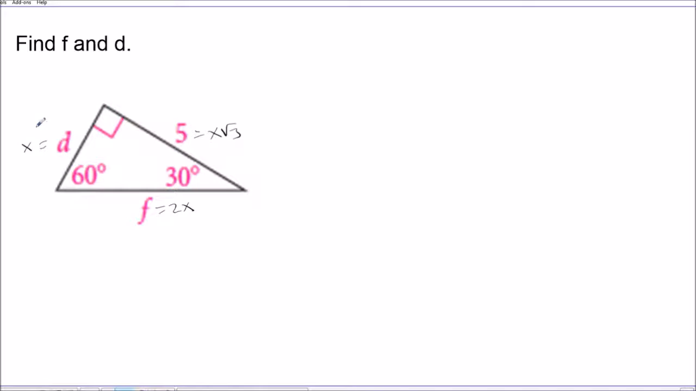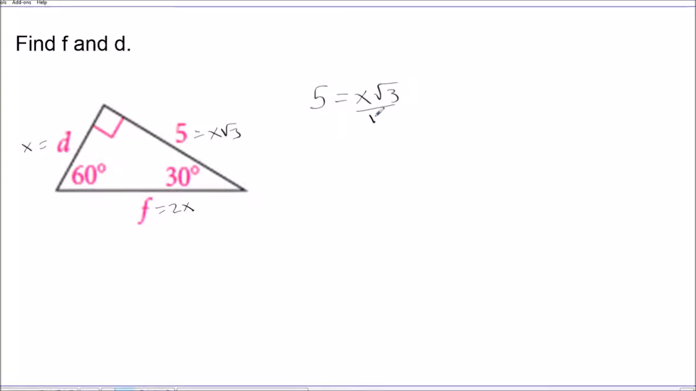Now folks, here's what you do. You label it up, and you're going to have 3 equations. Typically, only one of them will be a solvable equation. What I mean by that is right here, there's 2 variables, not solvable. F and x, that's 2 variables, not solvable. 5 = x root 3, that's only 1 variable, so that's my solvable equation. So that's the one I'm going to pick.